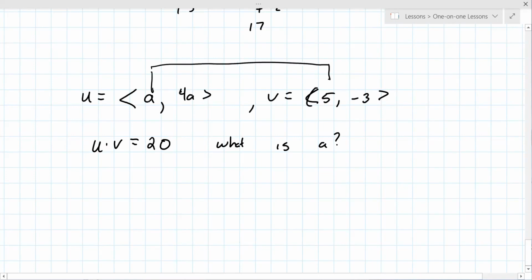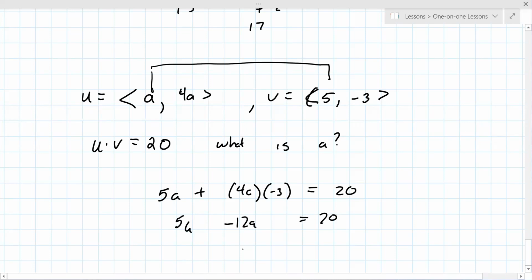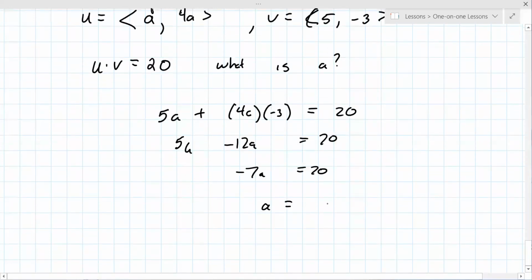You're multiplying a and 5, so you get 5a plus 4a times -3, and that equals 20. So you get 5a minus 12a equals 20. So that's -7a equals 20. A equals -20 over 7. Okay. So are you comfortable finding the dot product? Because the next thing is based on the dot product, finding the angle between two vectors. That's something you're almost always asked to do.